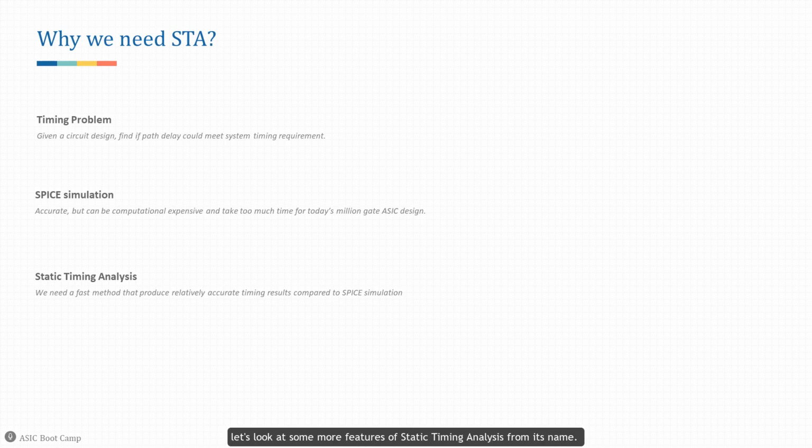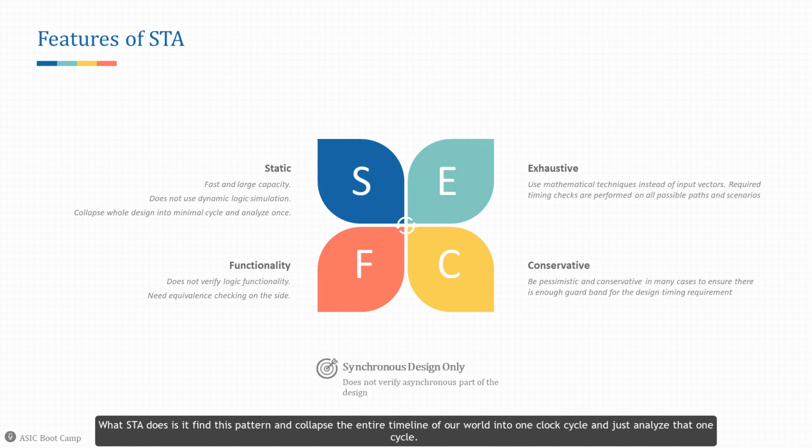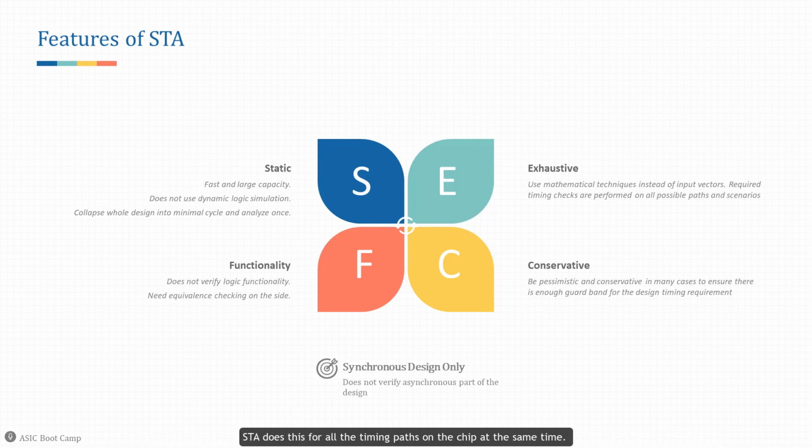Let's look at some more features of static timing analysis from its name. For a given timing path between a start point and an end point, the logic is never going to change once the chip is under analysis. So it is the same bunch of cells being exercised again and again every clock cycle. What STA does is find this pattern and collapse the entire timeline of our world into one clock cycle and just analyze that one cycle. STA does this for all the timing paths on the chip at the same time. It then uses a purely mathematical way to check path delay against timing requirement. This is why we call it static.